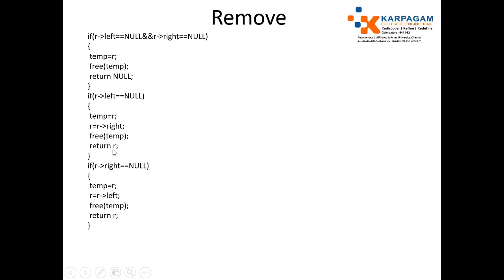Okay, if root of right equal to null, it means it may have a left side. In this situation just use the statement to copy the left node data and paste it into the element to be deleted position by using the statement r equal to r of left, and return it. If these conditions are not matched, it means your node, that is the element to be deleted, has both the children, left children as well as right children.